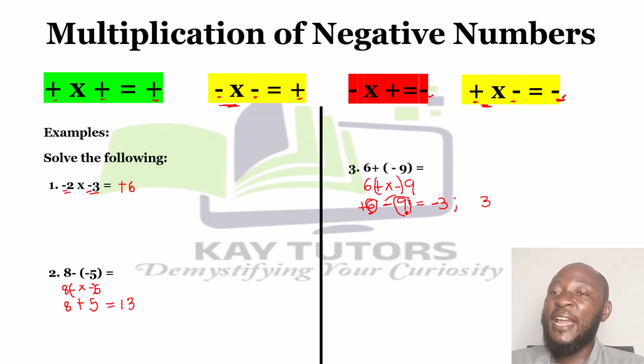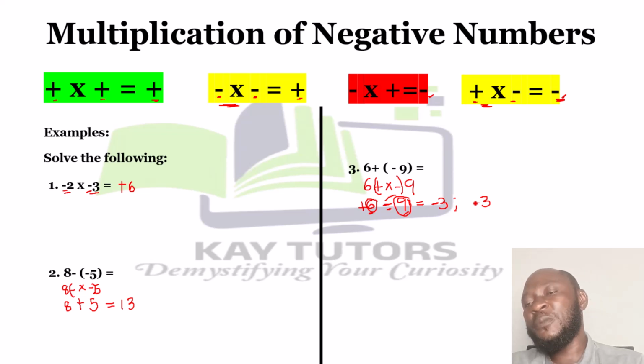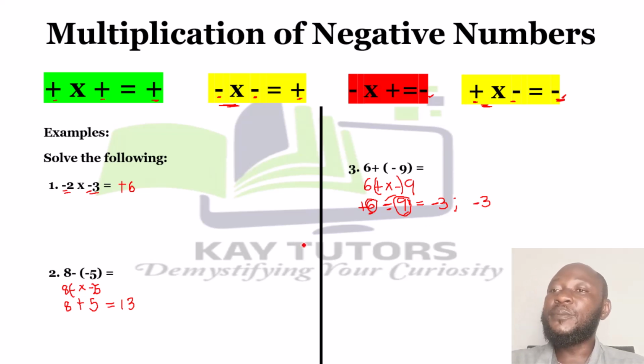Which sign is 9 carrying? 9 is carrying a negative sign. So automatically, my answer is negative 3. Let's move on to another question.